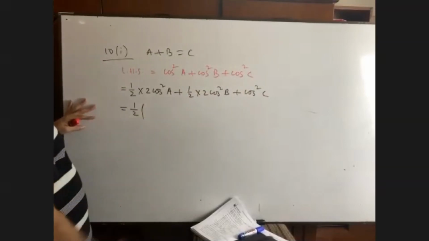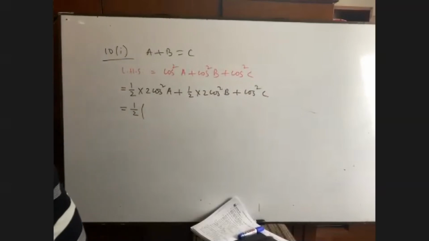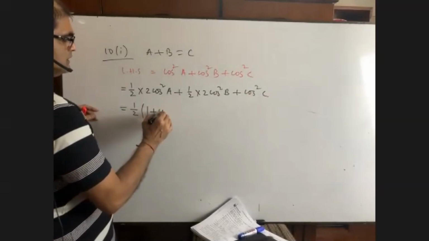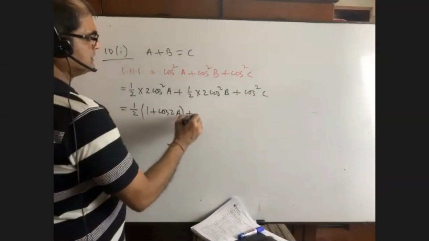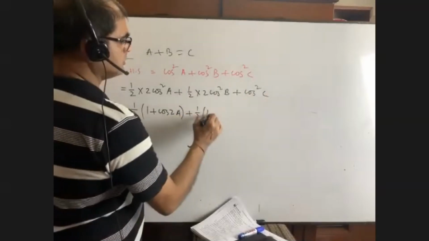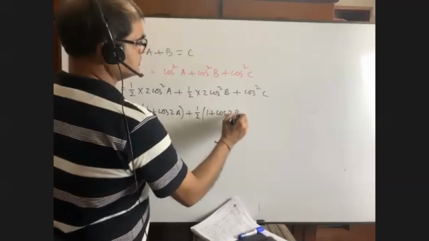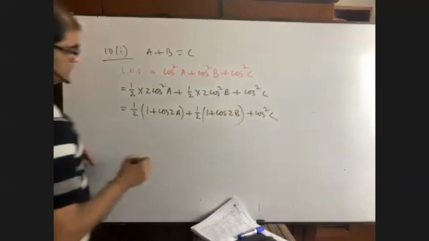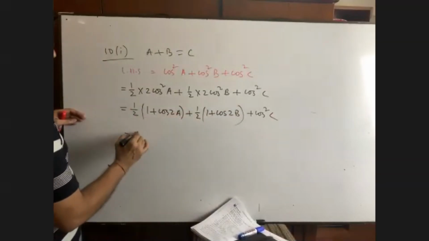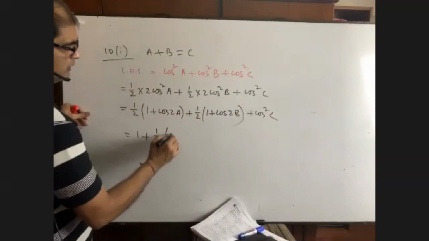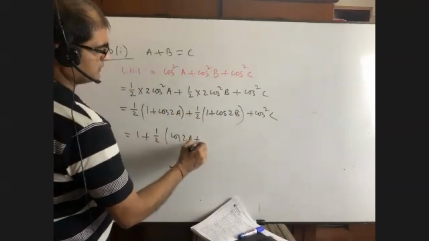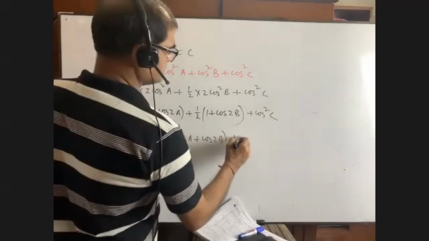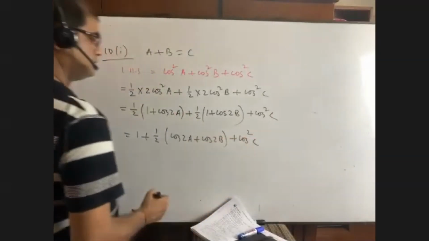Half, 2 cos square A, what is the formula? 1 plus, let me know. 1 plus cos 2A. Then it is again 1 plus cos 2B. Again it is cos square C. Half equals to what? 1 plus half cos 2A plus cos 2B, plus cos square C. Is it?